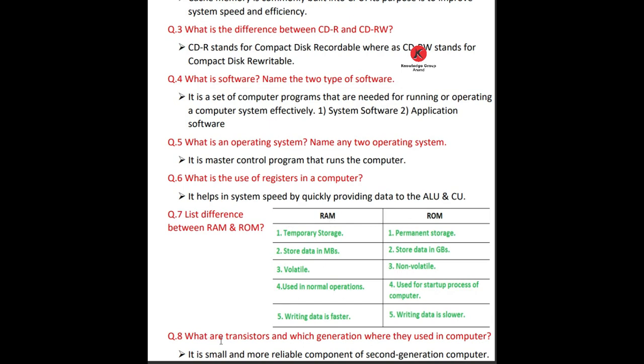Now last, what are transistors and in which generation were they used in computers? It is a small and more reliable component of second generation computers.